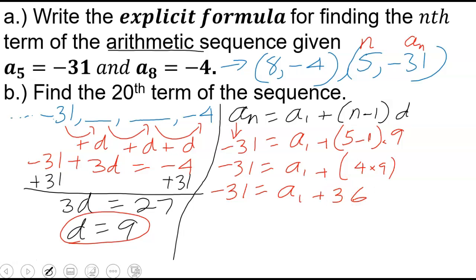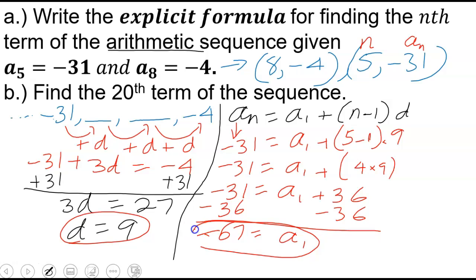And so we're going to subtract 36 from both sides. A1 equals -31 minus 36, which is -67. So -67 equals A1, and the common difference is 9. Now we can write the explicit formula and then use it to find the 20th term.